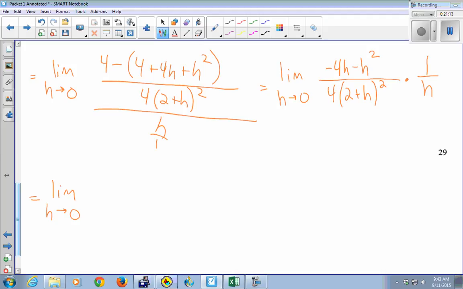Okay, this numerator, negative 4h minus h squared, there's an h in each term. Factor out an h. So I'm going to have h times negative 4 minus h all over. My denominator is just going to multiply those together, right? Because when you multiply fractions, you just multiply the tops and multiply the bottoms. So when I multiplied the tops, I got the same thing because there was a 1. And when I multiply the bottoms, I'm going to get 4h times 2 plus h squared.